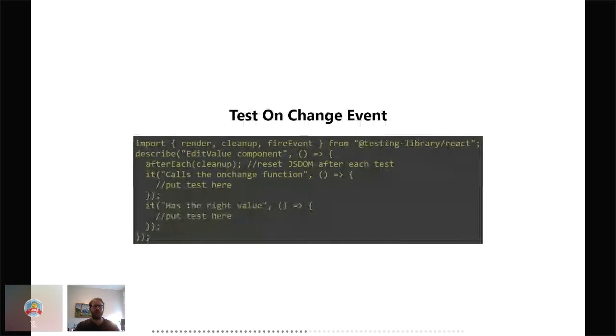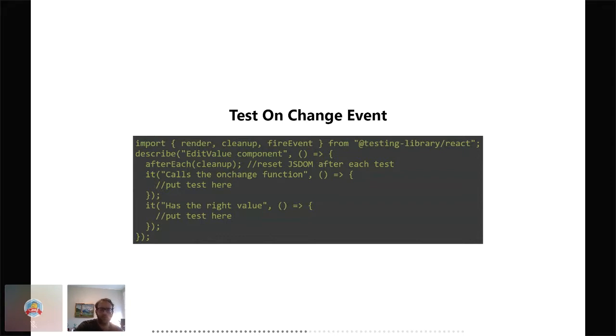So if we want to test an onChange event, let's walk through this in a few pieces. First, because I'll stop showing the imports in a minute, from testing library React, I'm going to import render. That runs the renderer. This cleanup function, which I'm going to call after each test, just resets the JSDOM, so that way each test doesn't have stuff left over. And then there's this function fireEvent, which fires synthetic events. We'll see that in a second.